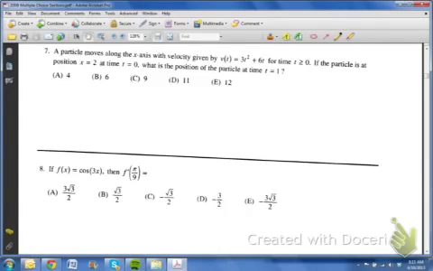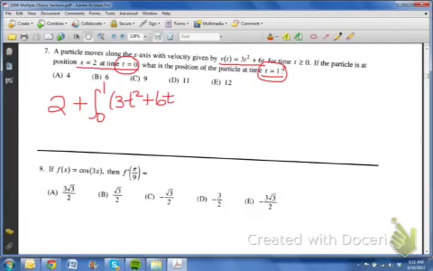All right, so number 7, we've got a motion problem. They give us the velocity, and they give us the position, the starting position of the particle. So what's the position of the particle at 1? So we would need to take the starting position, which is 2, and add the total change in position from 0 to 1. So total change in position or displacement comes from integrating velocity. Right. This will give me the total change or the displacement from t equals 0 to t equals 1.